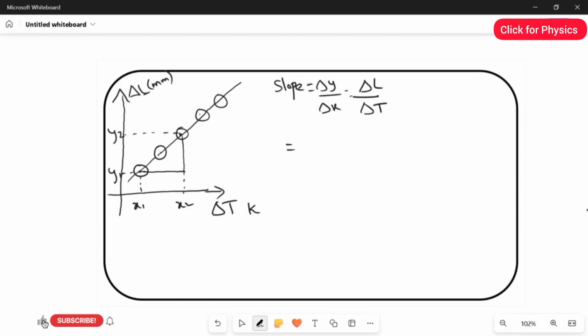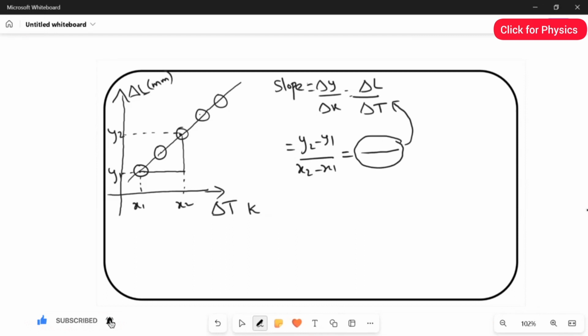Now I am going to substitute the values. As we know, the slope is y2 minus y1 over x2 minus x1. Once you substitute the values in this, you will get the answer, and this answer is exactly equal to delta L over delta T. And the most important thing, you have to write its respective unit. On the y-axis we took delta L, so its unit is millimeter, and later on we have to convert to meter. So meter divided by Kelvin is the unit for this graph slope, right?